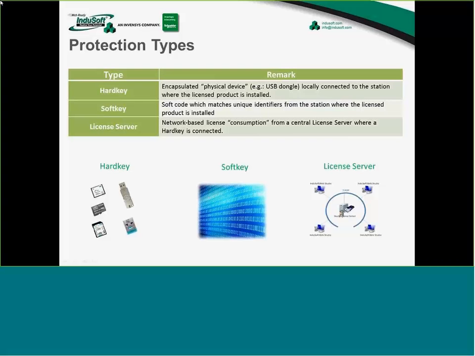If you have a problem with the computer crashes, you can simply go take the hard key out, put a new computer in, plug the hard key in that computer, and it's licensed. So that's the biggest advantage of a hard key. And then we have the soft key option. So the soft key matches unique identifiers from the computer you are in and generates something that we call site code. And with that site code, we can generate a license for that specific computer.